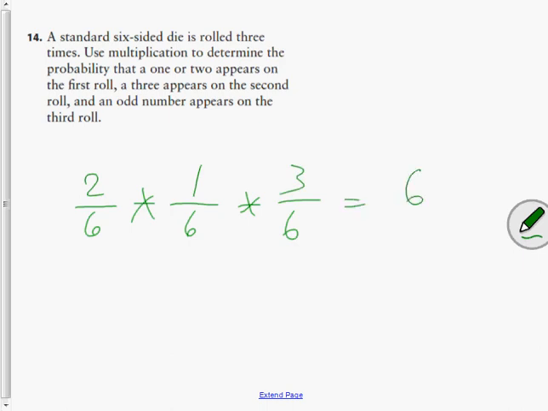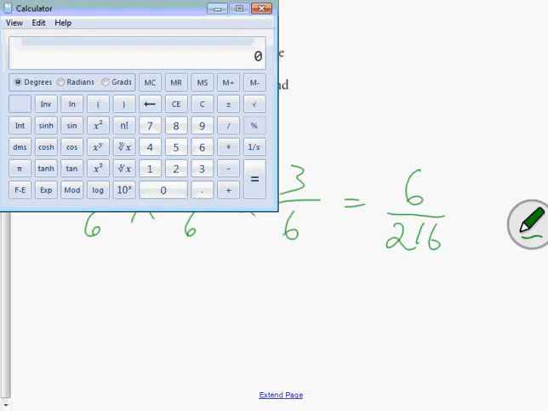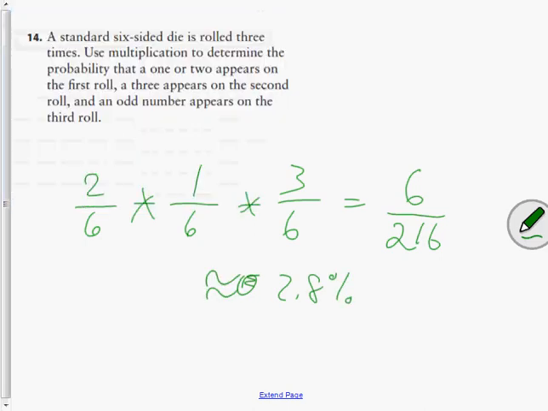So when I multiply that out, I get 6 over 6 times 6 times 6, which I think is 216. Just double check that. So I go 6 cubed, I can use this button right here, cubed, which is 216. 6 divided by 216 is approximately a 2.8% chance that that will occur.